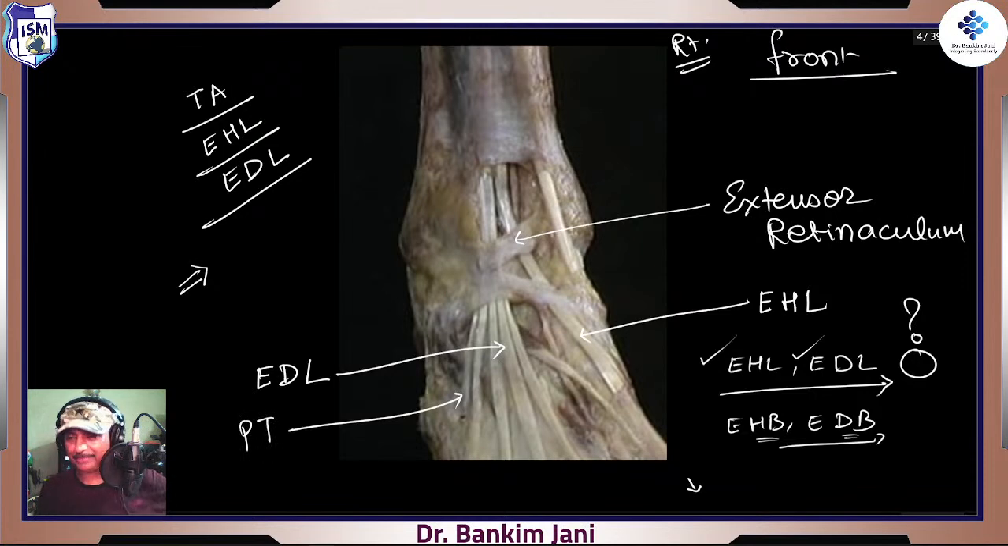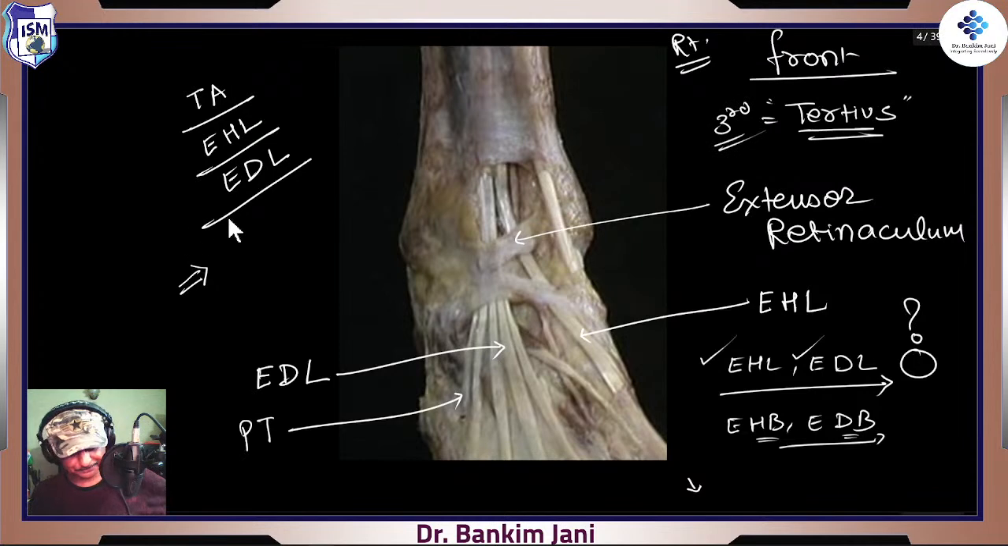So that is Peroneus tertius. By the way, what is the meaning of the word tertius? Exactly, it is third. Very good. So that is Peroneus tertius. Thus we have completed the anterior compartment.